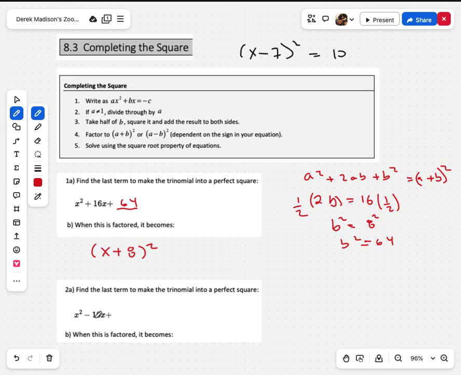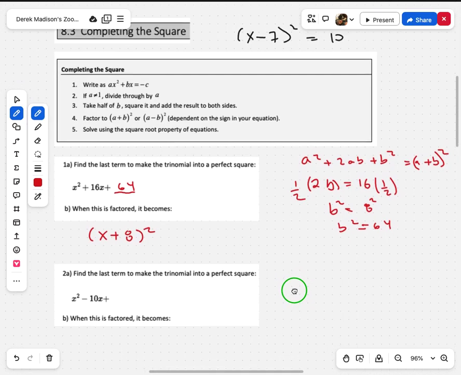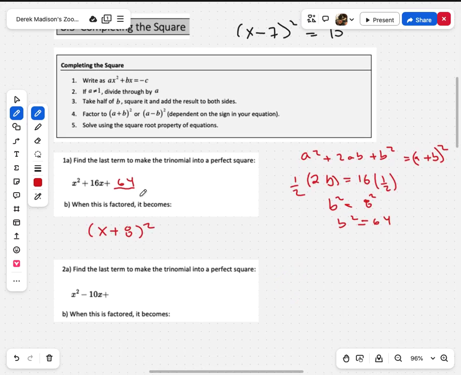Because of this taking half step, if the middle term is odd, like say it was 7, half of 7 would be 7 halves, and squared would be 49 fourths, and now I've got a bunch of fractions running around. So I don't prefer this method for any questions where this is an odd number. We'll save those for the next section. All the ones that I picked in here are ones that would be solved easier by completing the square than by the quadratic formula. We'll see that in the next one.